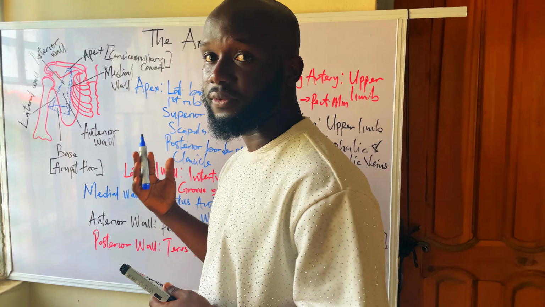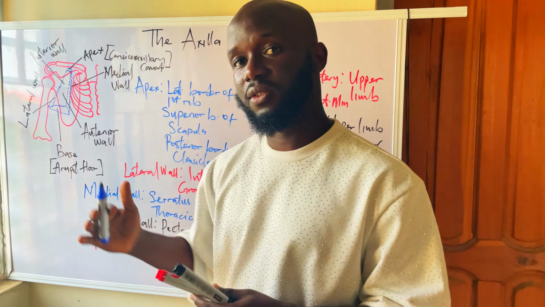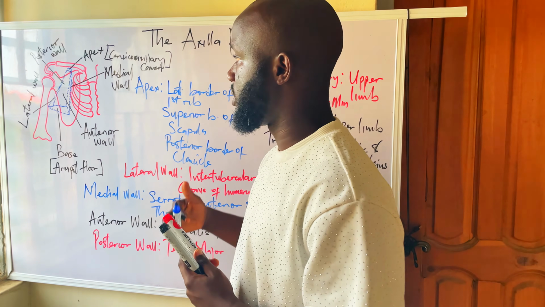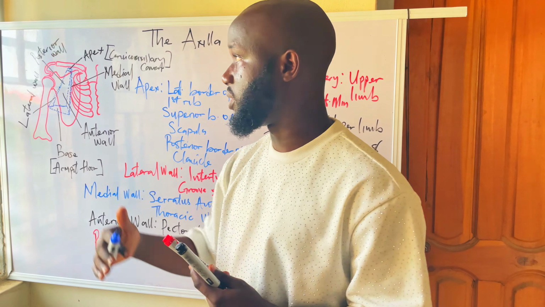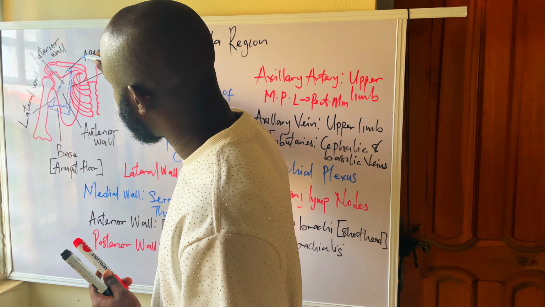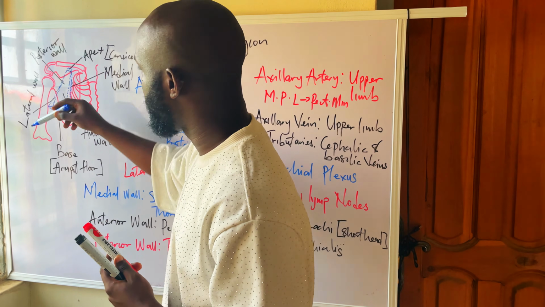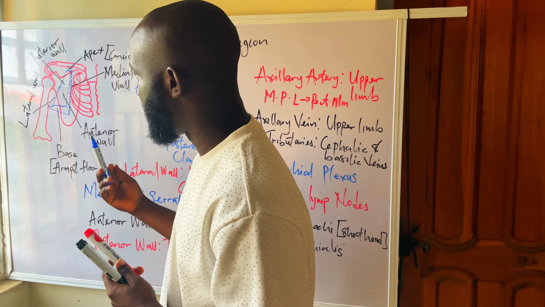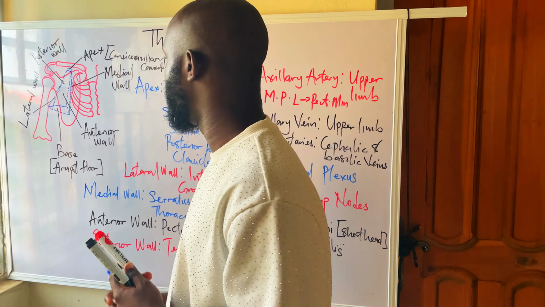Now, from our introduction to gross anatomy, medial is closer to the middle of the body, right? Then lateral is further away. Anterior is closer to the front, then posterior is closer to the back. So you can imagine that if this is the apex and this is the base, then you have an anterior wall, which is the front, then a posterior wall at the back. There is a lateral wall further away from the midline, and a medial wall.